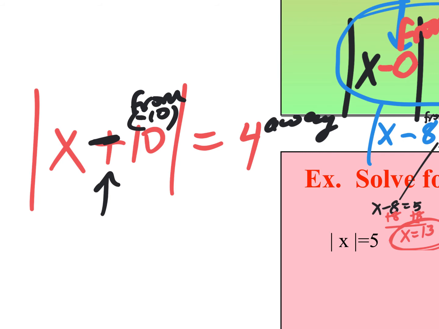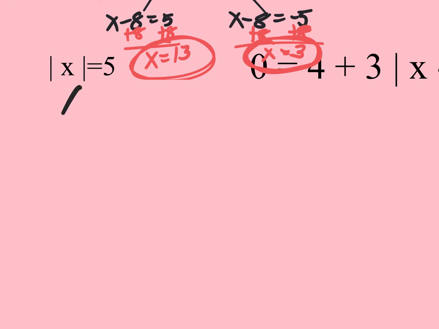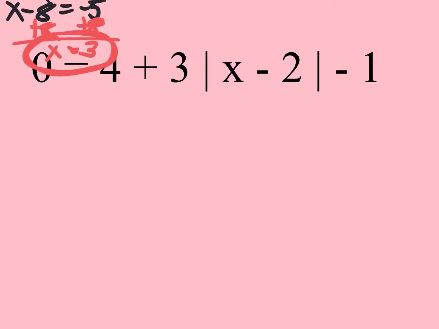Now, that's another way to think of it. Or just use the opposite of the inside thing. So it's 4 away from negative 10. Okay, good enough. Now, absolute value of x equals 5. X equals 5. X equals negative 5. Yay. But how about this one?